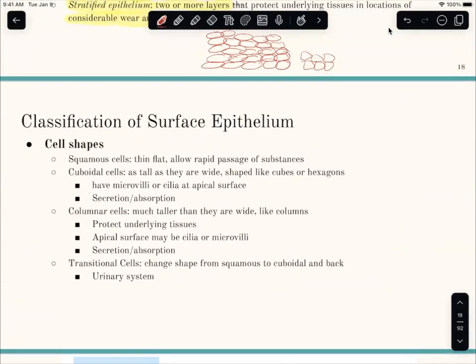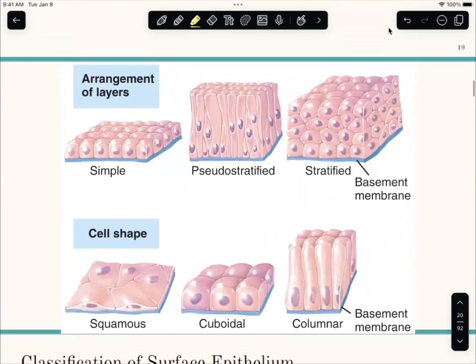And then we have our shapes. Some of these shapes make sense. Some of them don't. Their names don't always make sense. Squamous does mean flat. So squamous cells, you know what? Instead of drawing these, let's look here. This is better than my drawings by far. So the squamous down here, these are flat cells.